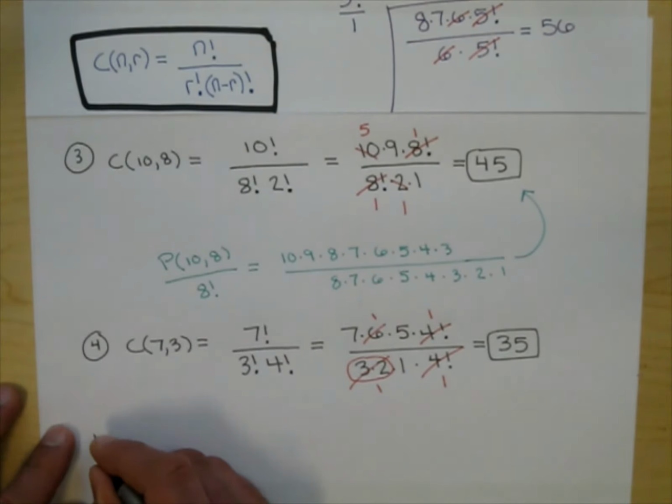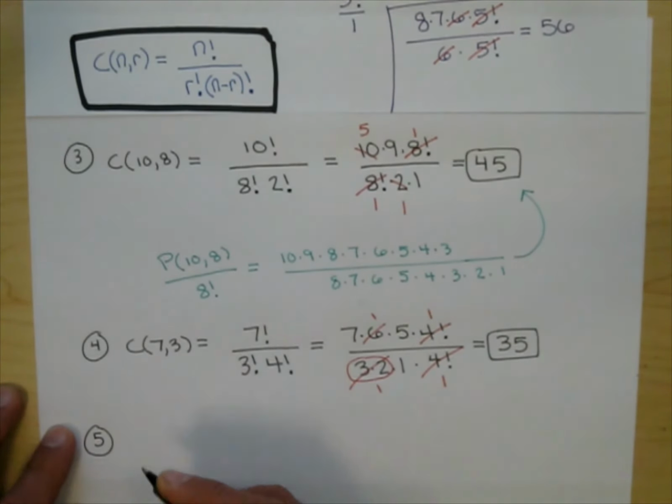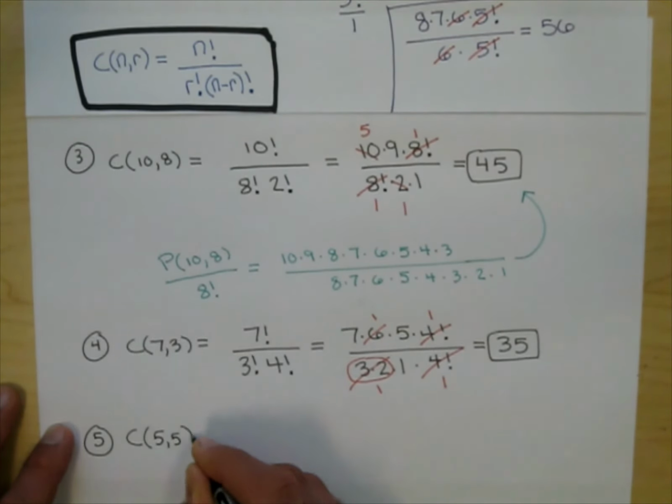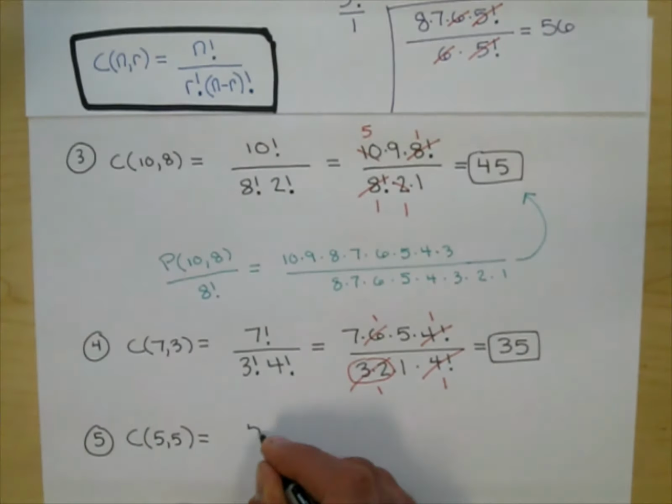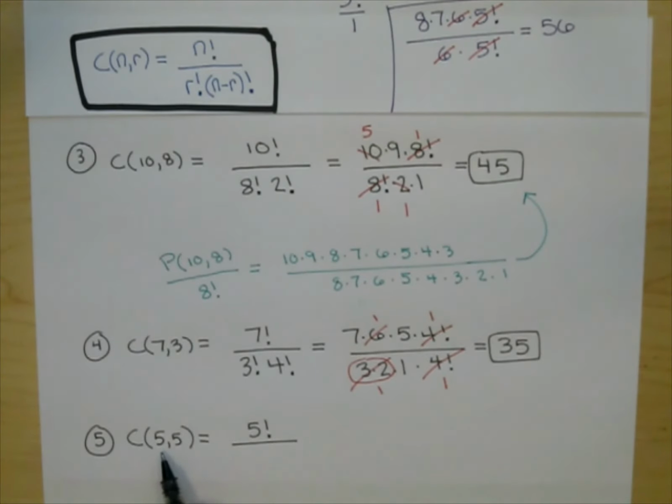Number 5 is 5 choose 5. Okay, so let's go ahead and put this into the formula. We have 5 factorial on the top. That's this 5 here, not that 5. It's the first 5. Now the second 5 goes on the bottom, 5 factorial. I know you're saying, well, Joe, come on, what's the difference? They're both 5s. The difference comes into play when you have a problem like this.